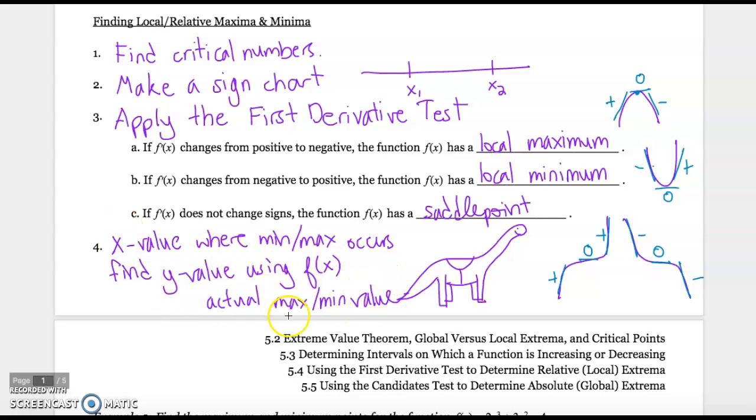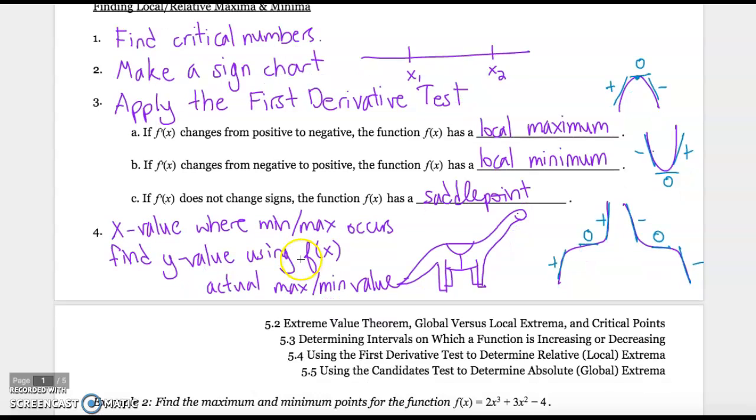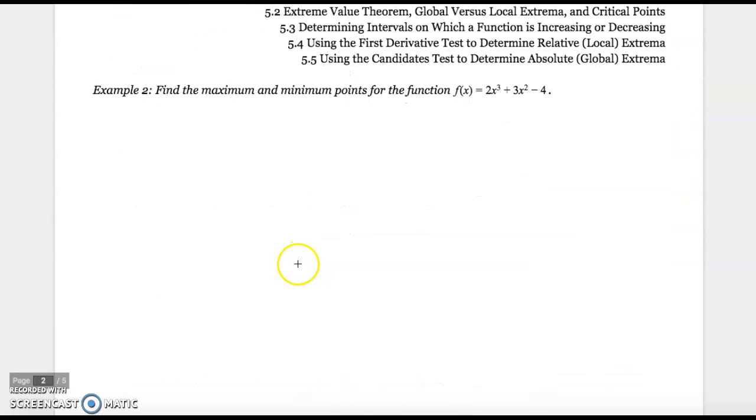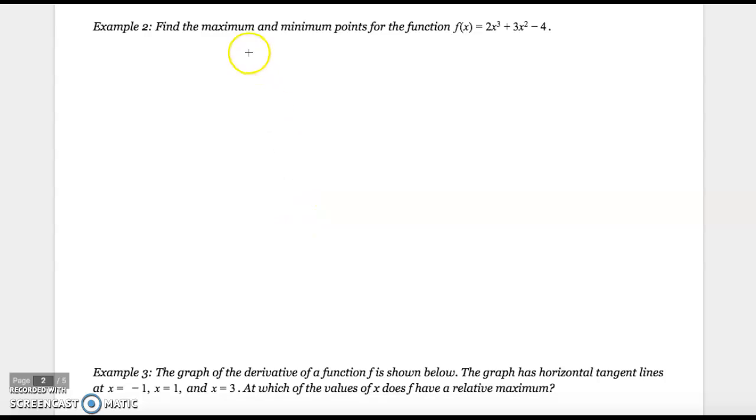Sorry, so number 4 is kind of a hodgepodge of information, but once you find that x value, that's where it occurs, but then you find the y value using your original function, that would be your actual maximum or minimum value of that function. So we're going to try some practice here. So we're going to find the maximum and minimum points for this function.